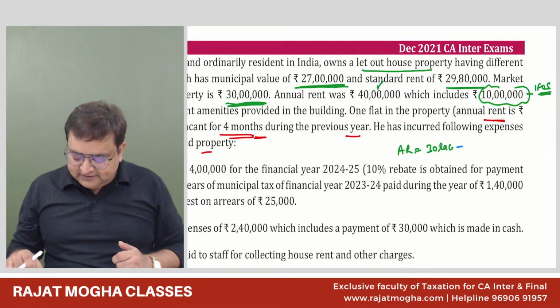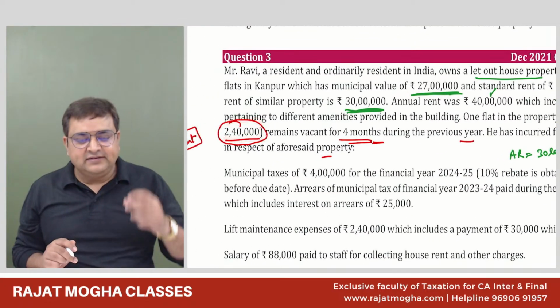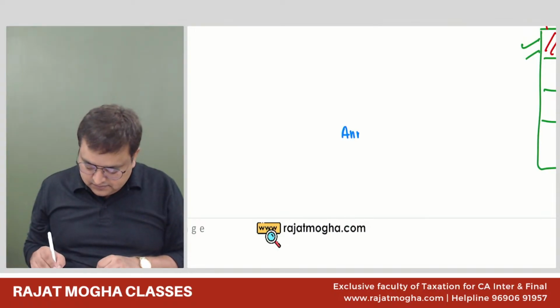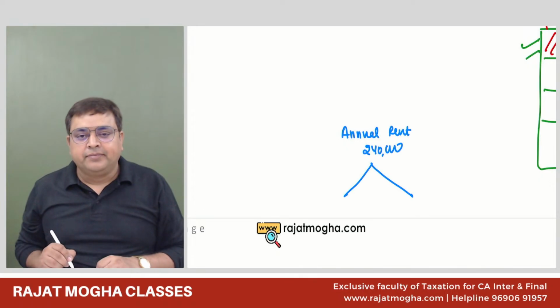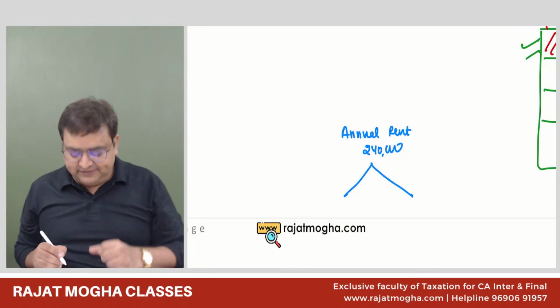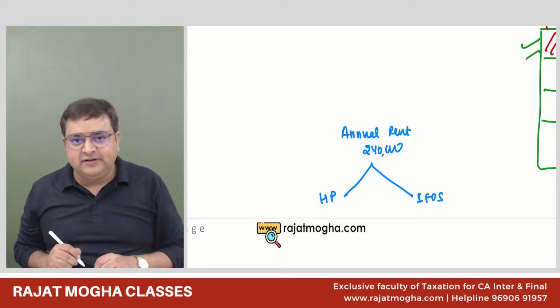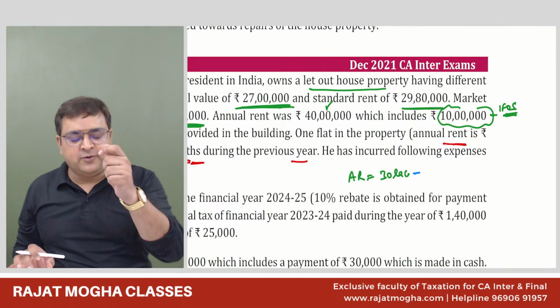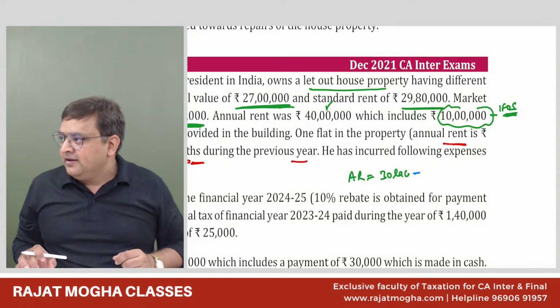So first of all, guys, they are saying annual rent was 240. And we understand that this annual rent is divided into two parts. One is related to house property, one is related to IFOS. Are you all okay with me? Why? Because it is quite a tricky question. This is quite a tricky adjustment, and it's a very good adjustment over here. You should understand this.